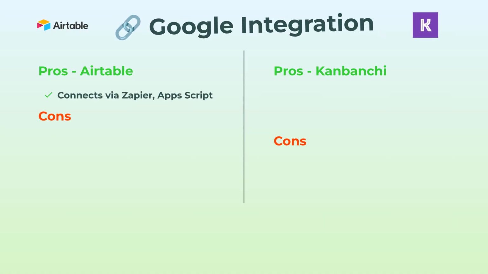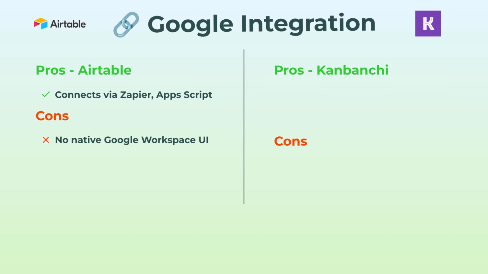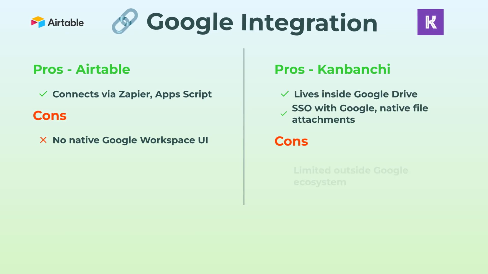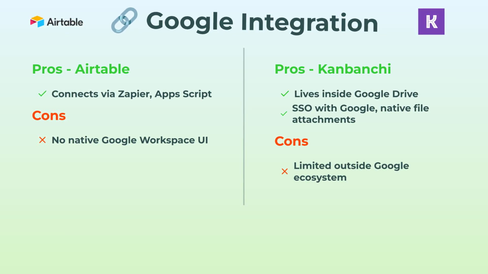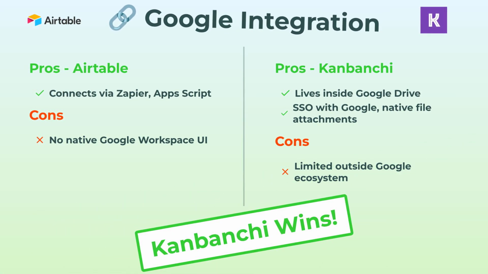So, integrations with Google. This one's almost not fair, honestly. Airtable can connect to Google stuff, but it's through Zapier or scripts, which is fine. But with Kanbanchi, this is its party trick. It literally lives inside Google Drive, uses Google Sign-In, adds files natively. If you're all about Google, Kanbanchi just nails it. Small catch, it works best if you never need to step outside the Googleverse. But for this round, Kanbanchi definitely takes it.